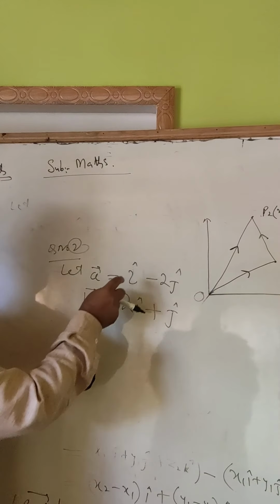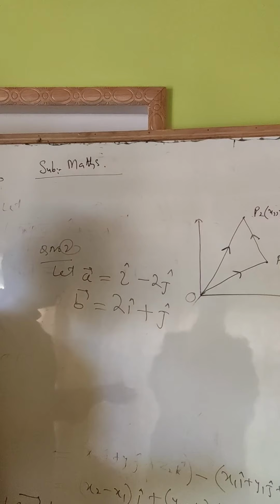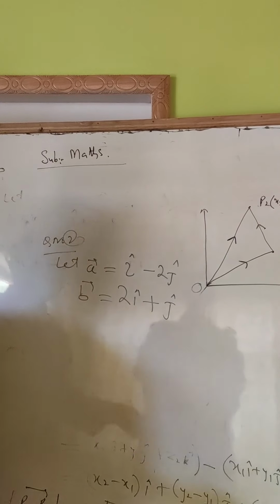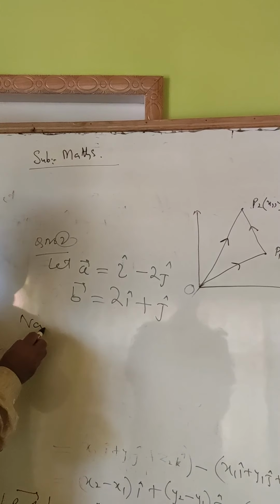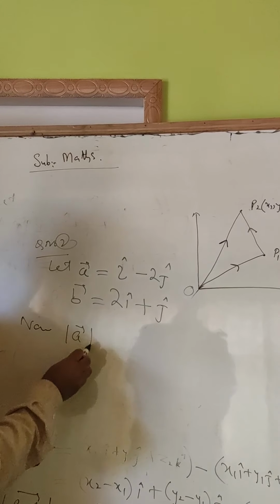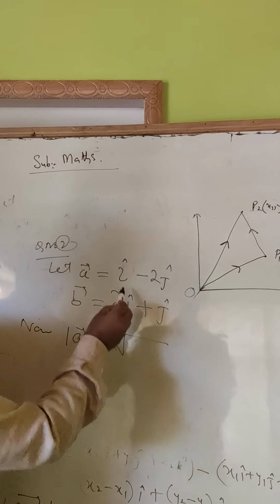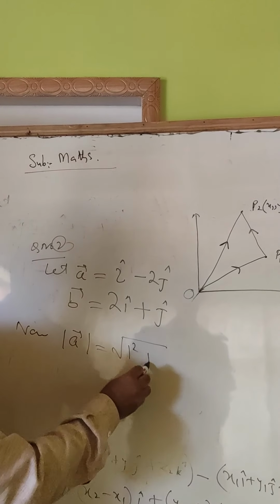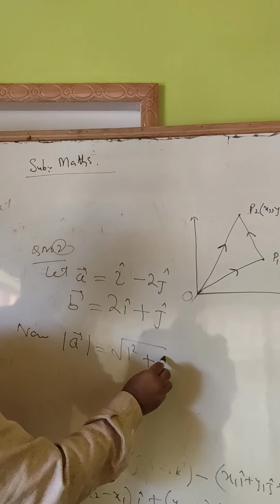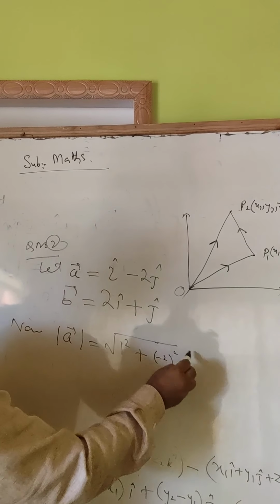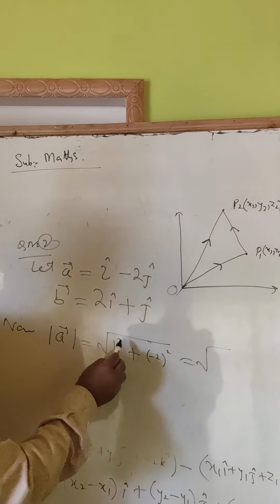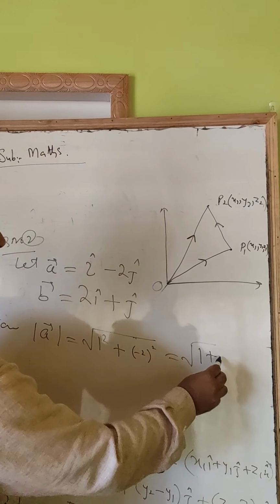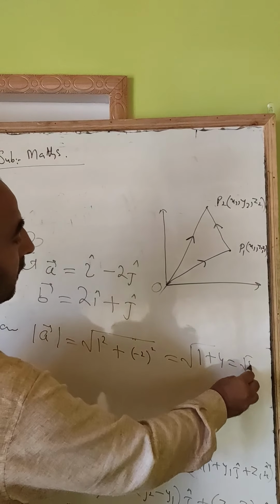The coefficient of i here is 1, there the coefficient of i is 2. These are two different vectors. But if we now find the magnitude, magnitude of A vector is equal to square root of 1 squared plus the coefficient of j which is -2 squared, which is equal to square root of 1 plus 4, means square root of 5.